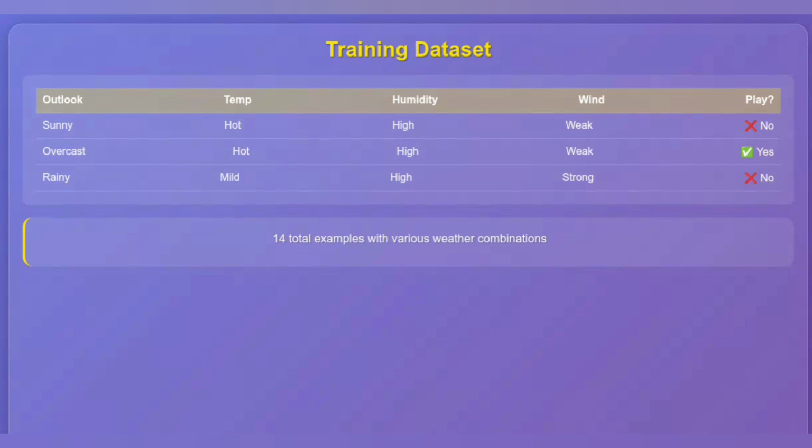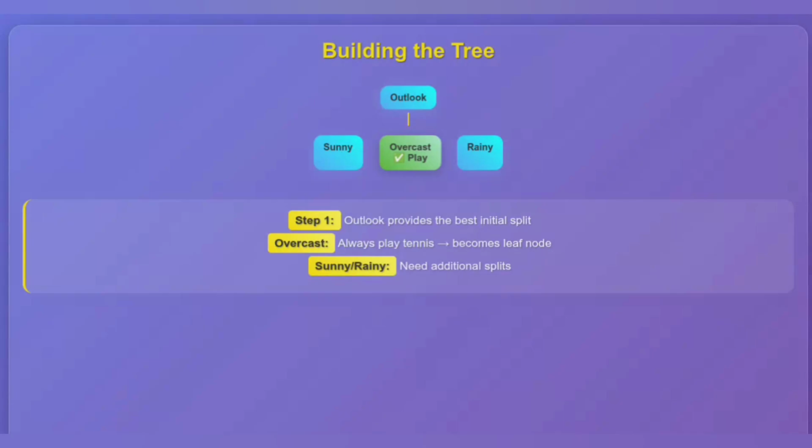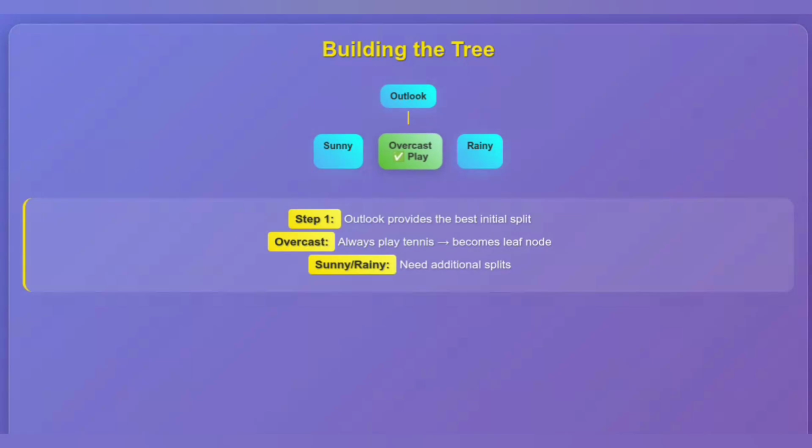The decision tree algorithm will analyze this data to find the best way to split it. The algorithm starts by evaluating all possible splits. It determines that outlook provides the best initial split because it most effectively separates the yes and no cases. When outlook is overcast, we always play tennis, so that becomes a leaf node. For sunny and rainy conditions, we need additional splits.